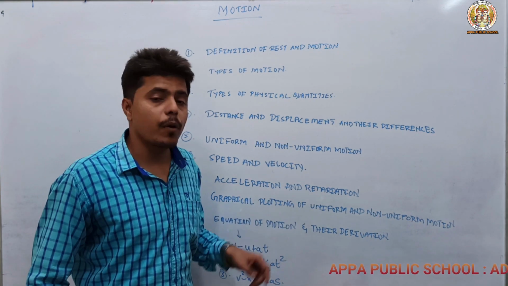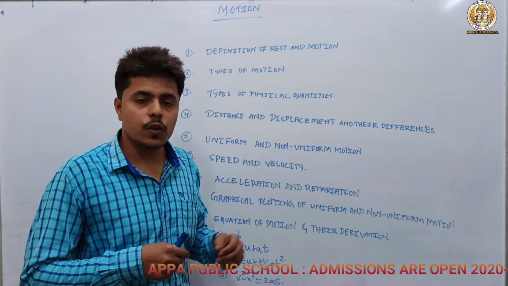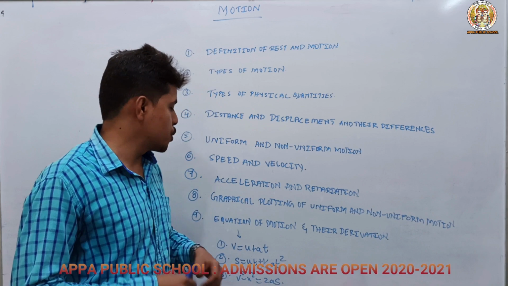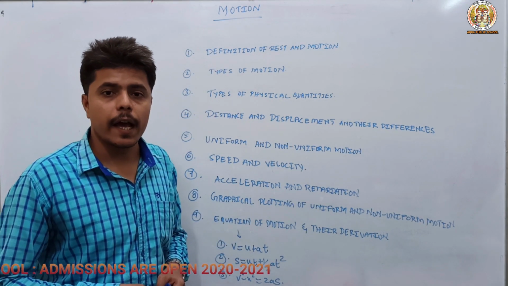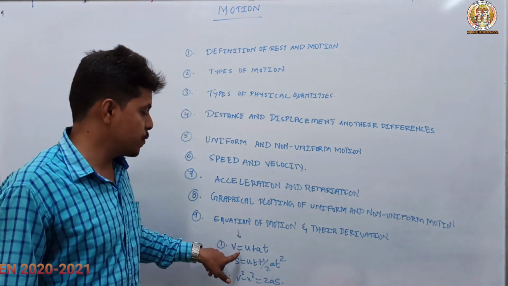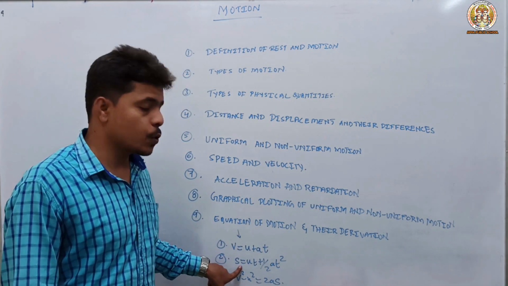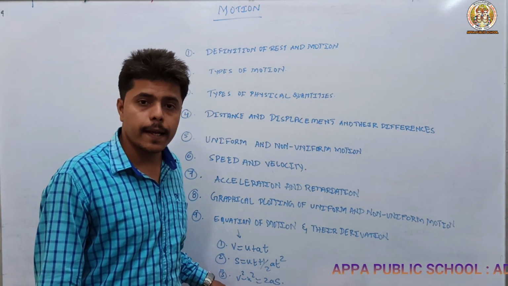Then we are going to see the graphical plotting of uniform motion and non-uniform motion, how to plot a graph based on uniform and non-uniform motion. Lastly, we are going to derive the equations of motion, that is v = u + at, s = ut + half at square, v square minus u square = 2as.